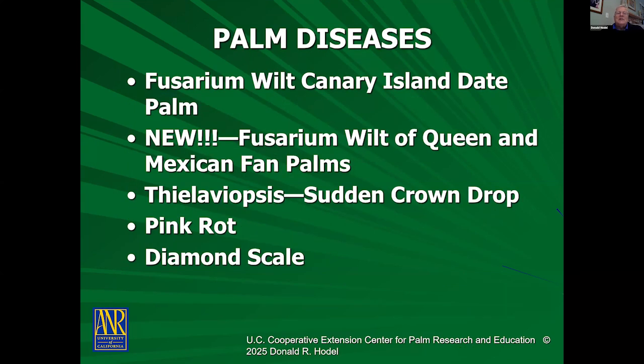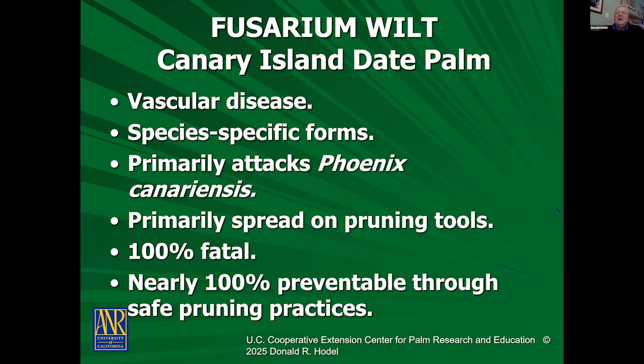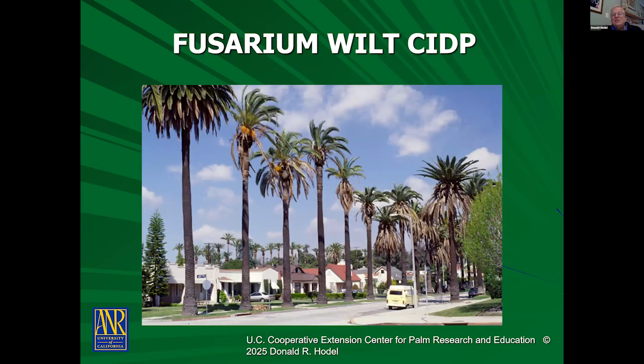Okay, a few diseases to talk about. The worst one we have is Fusarium wilt of Canary Island date palm. It's a vascular disease. There are species-specific forms. It primarily attacks Phoenix canariensis, primarily spread on pruning tools. It's 100% fatal, but nearly 100% preventable through safe pruning practices. So here's a street west of downtown LA that is totally overcome by Fusarium wilt.